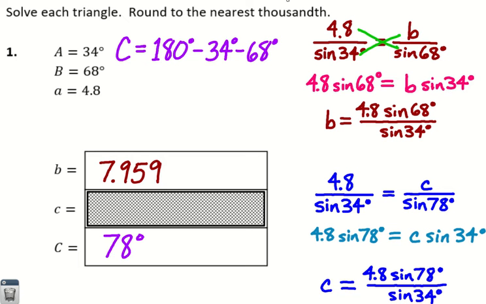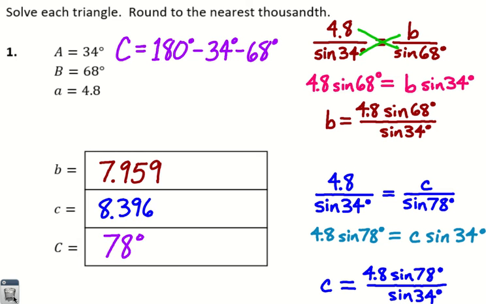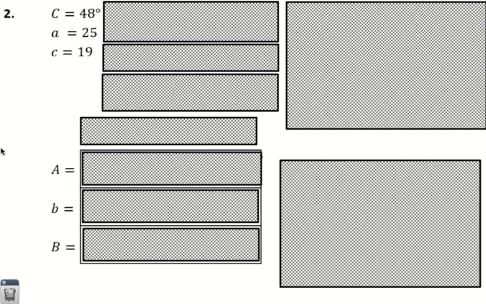And when you throw this into your calculator, you get about 8.396 for little c. And so that's how number 1 plays out.